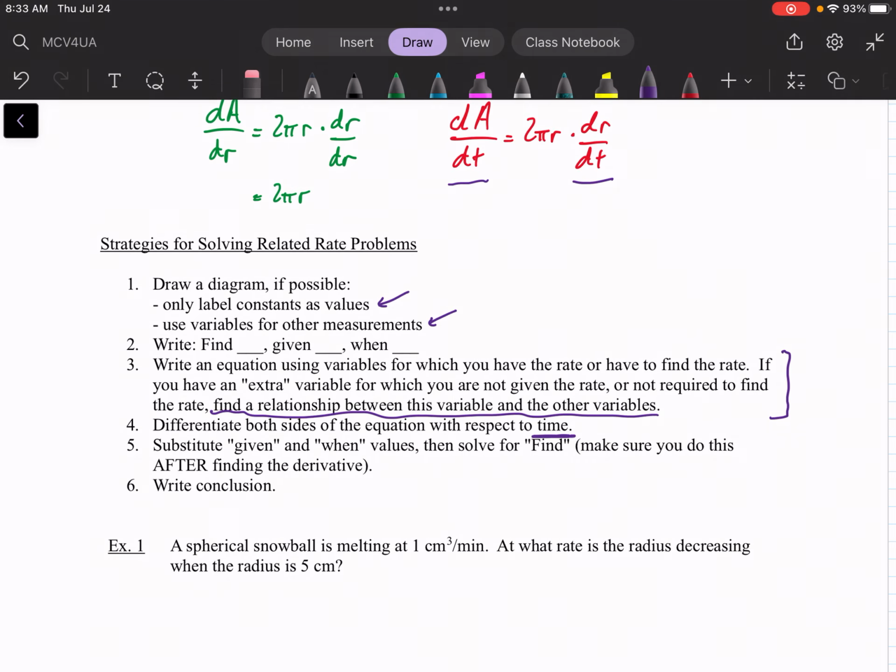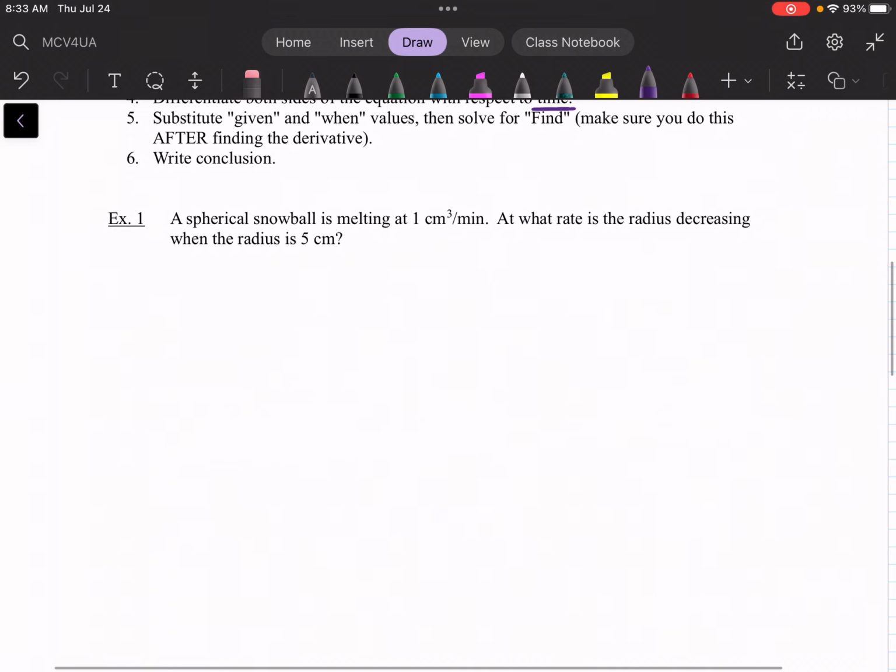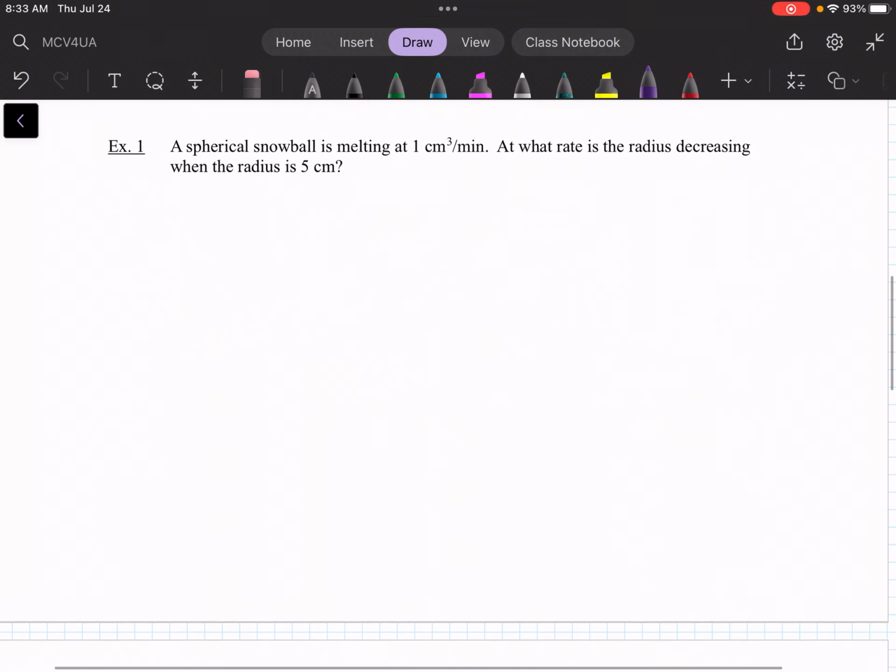So let's take a look at our first problem. A spherical snowball is melting at 1 centimeter cubed per minute. So there's a rate. That's a volume, so the volume with respect to time is dV/dt equals -1 centimeter cubed per minute, because it's melting.